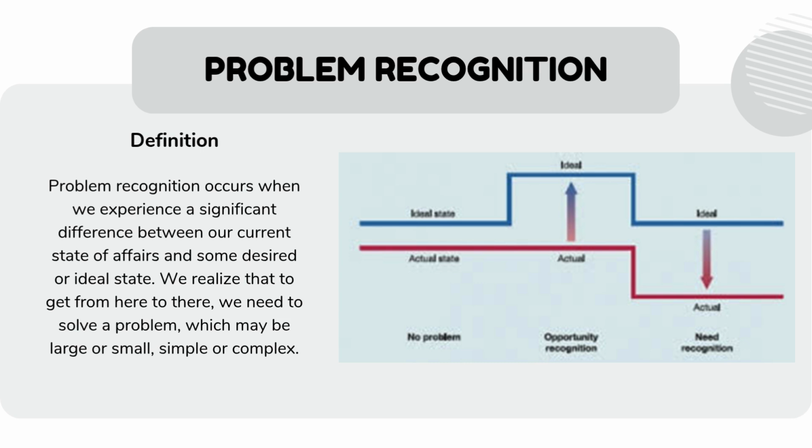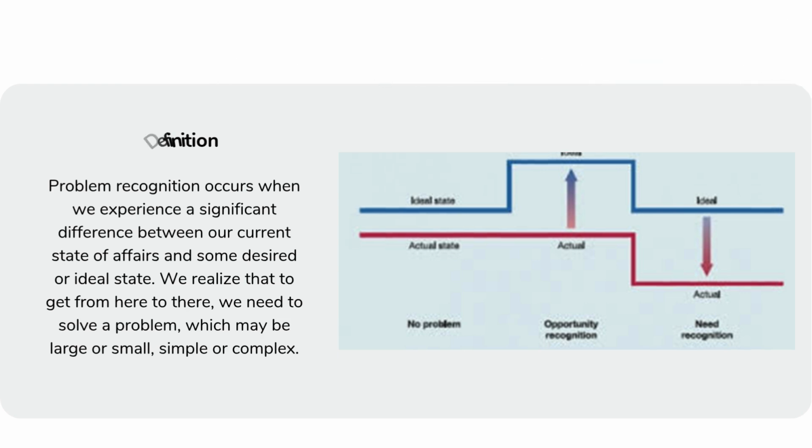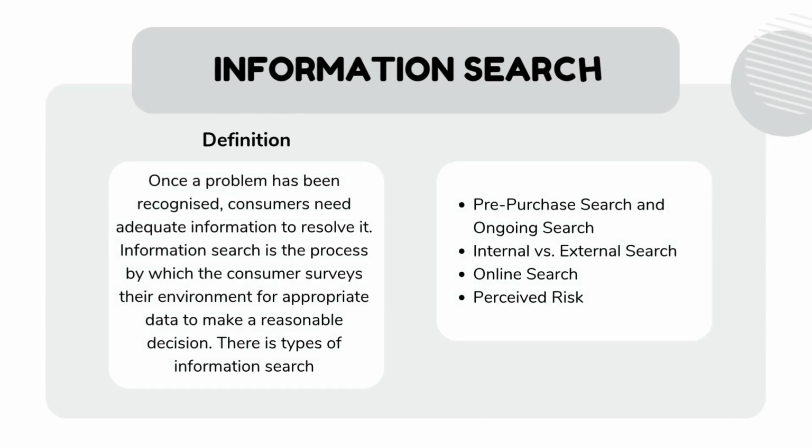Need recognition happens when a person identifies an actual problem or deficiency that must be addressed. This occurs when something essential is missing, broken, or no longer meets expectations. Once a problem has been recognized, consumers need adequate information to resolve it. Information search is the process by which the consumer surveys their environment for appropriate data to make a reasonable decision.